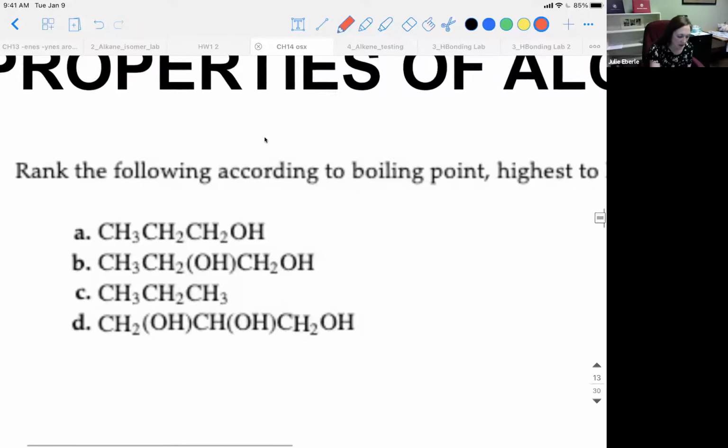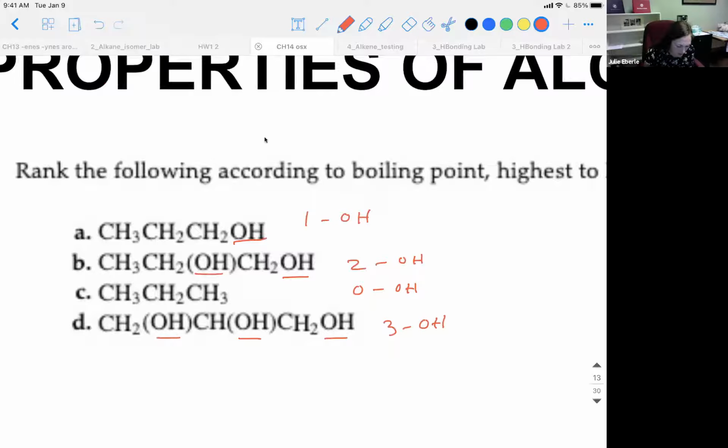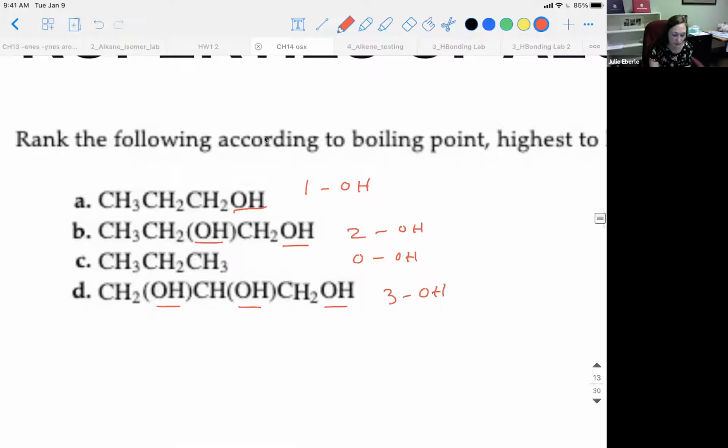So I'm gonna look at A. Here's what I noticed. I've got 1 OH group. B, I've got 2 OH groups. C, I have 0 OH groups. D, I have 1, 2, 3 OH groups. And everything has 3 carbons. Those carbons might be spread out, but everything has 3 carbons. So we're gonna order this. Highest boiling point has got to be D, because it has the highest number of OH groups. So that means it could have the largest amount of hydrogen bonding. So it would have the highest boiling point.